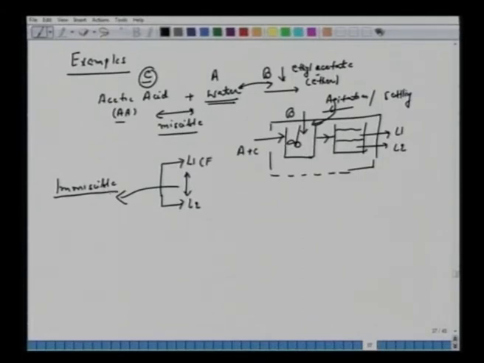L1 we call it extract, for the reason we are using this ethyl acetate as a solvent. So you will expect most of the ethyl acetate, the ether, will come here. This will contain a very large amount of C, acetic acid, which is your solute. You wanted to purify this water from acetic acid. It's a very common example. Water contains acetic acid in some applications, right?